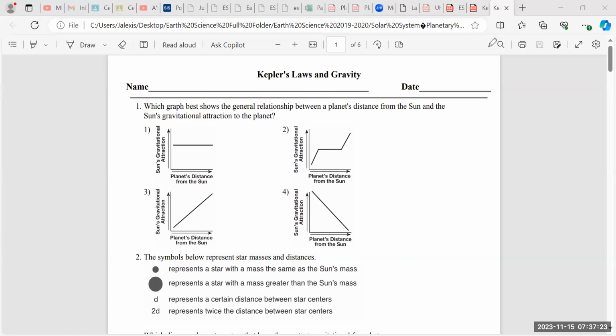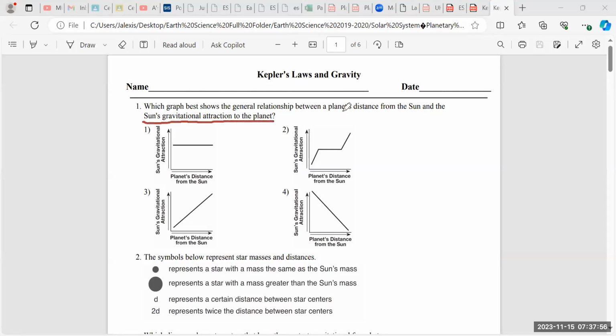All right, so welcome to the Kepler's law and gravity questions. We're going to start with number one. Number one states, which graph best shows the general relationship between a planet's distance from the sun, that's one category, and the sun's gravitational attraction to the planet. So we know, as a planet's distance from the sun increases, what is happening to the sun's gravitational attraction to the planet?